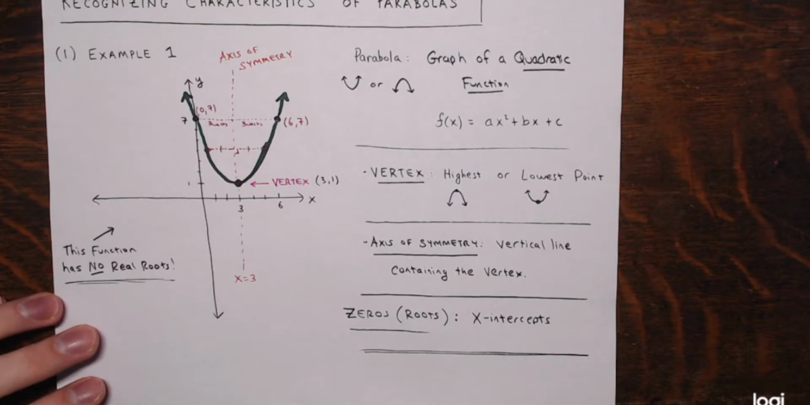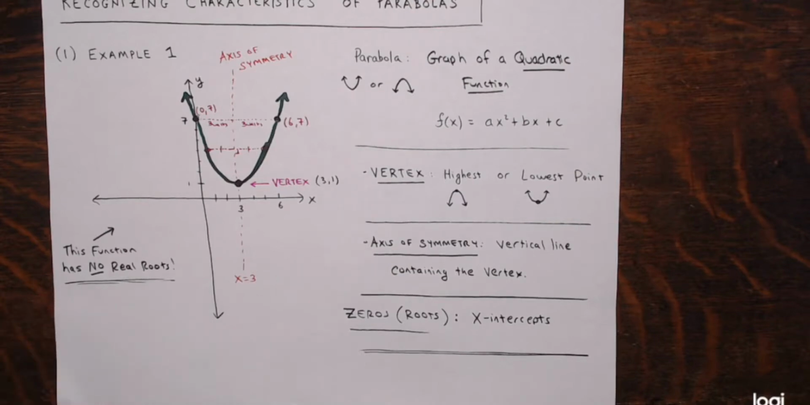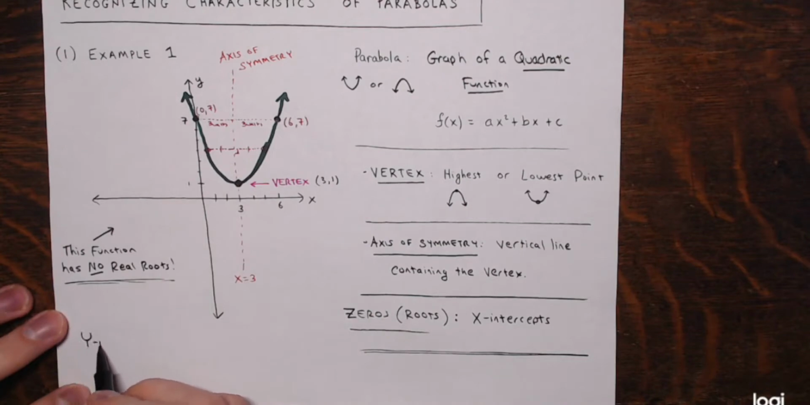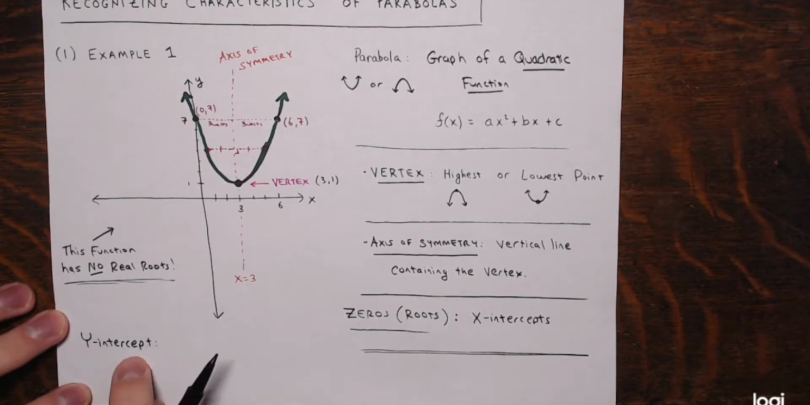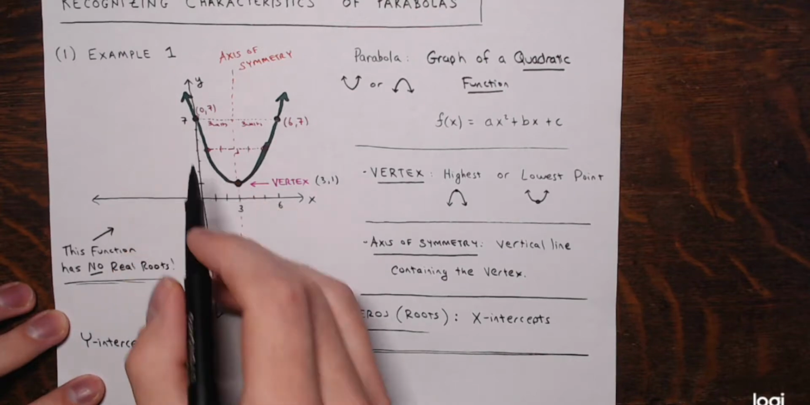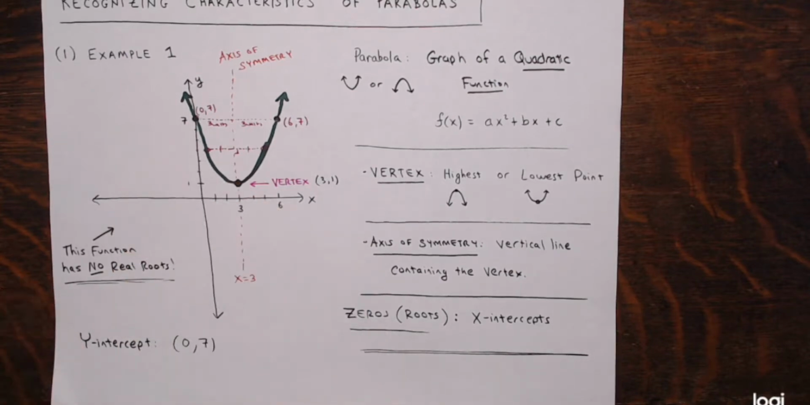And then the last thing they're asking me to identify in this example is the y-intercept. I'm not going to write out what that means, since this has been brought up in previous videos. The y-intercept of a function or a graph is just a point on the y-axis. So that would be (0, 7) here. The point (0, 7), or you could say the y-intercept is 7. You're just pointing out where the graph intersects the y-axis.